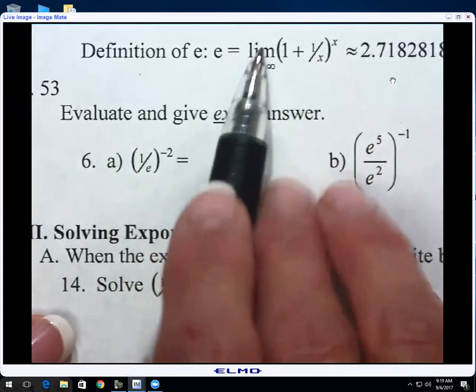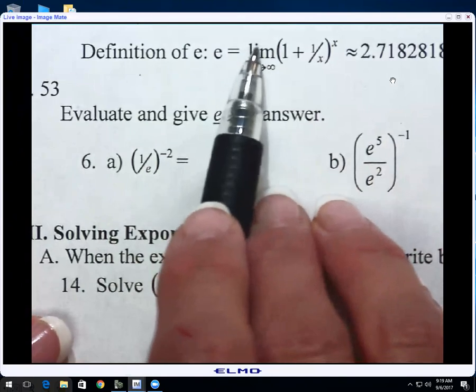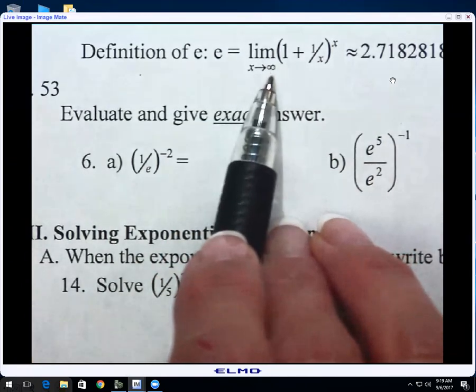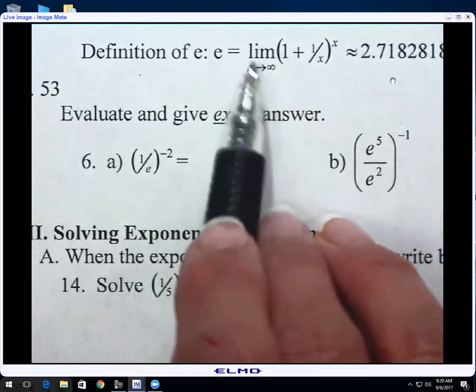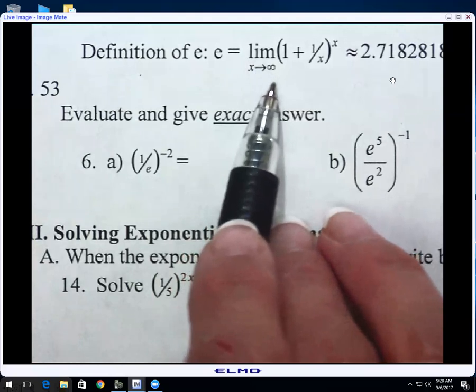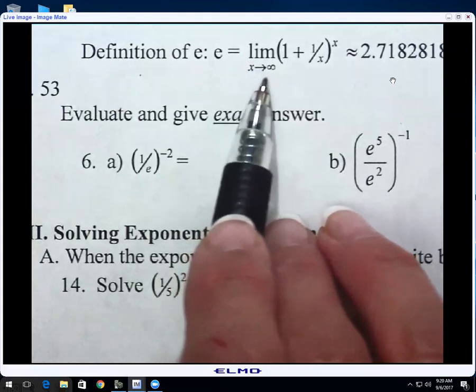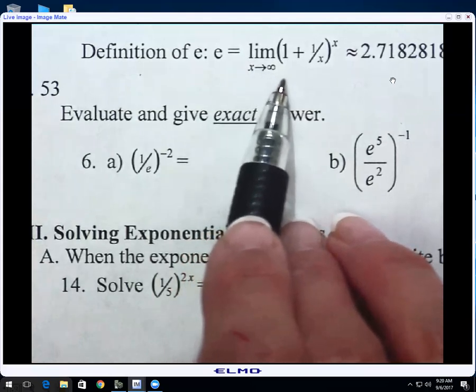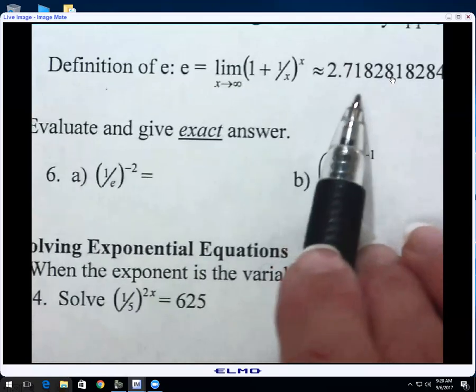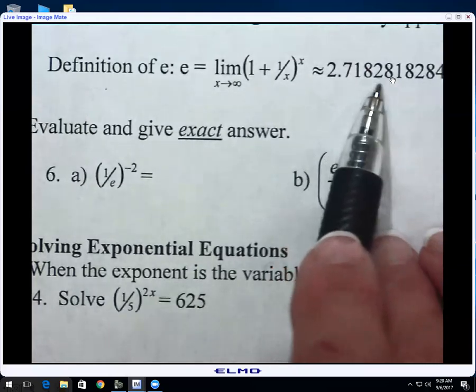And this uses calculus notation. This limit as x goes to infinity, we're going to talk about that notation next week in chapter 1. That just means as x gets bigger and bigger and bigger without bound. And if x is the number of times compounded per year, that means just compounded more and more and more times per year. It's never going to be quite $2.72, although that's what the bank will round it to.